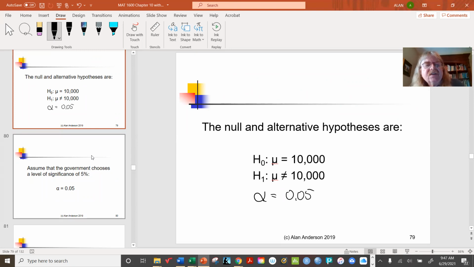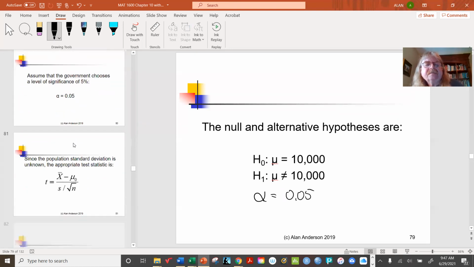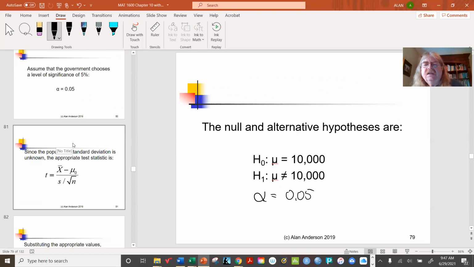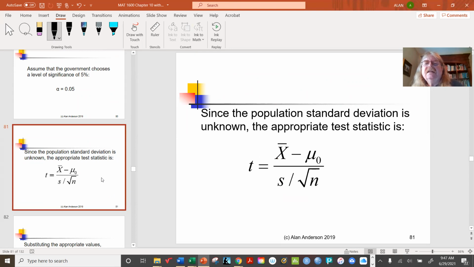So what's next is the test statistic. And since we saw already that we don't know the population standard deviation, that means we automatically use the t distribution. And so here's our test statistic. This is the one we use when we don't know the population standard deviation, but it's the same calculations. If you notice, it's x bar minus hypothesized mu. Here in the denominator, we have the standard deviation over the square root of the sample size.